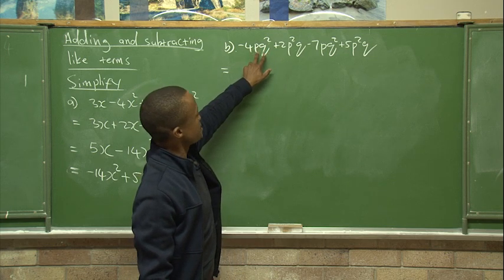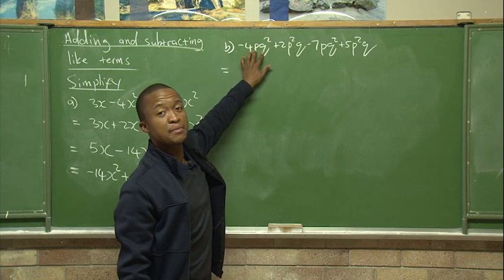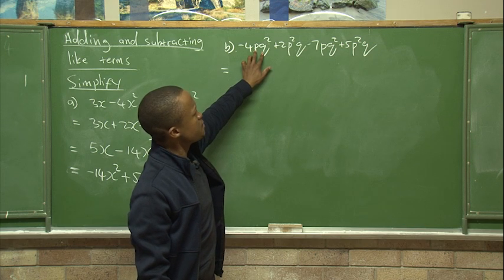If you notice the first term, that's pq squared. So we're going to look for another term that is pq squared. And which other term is it that is pq squared?